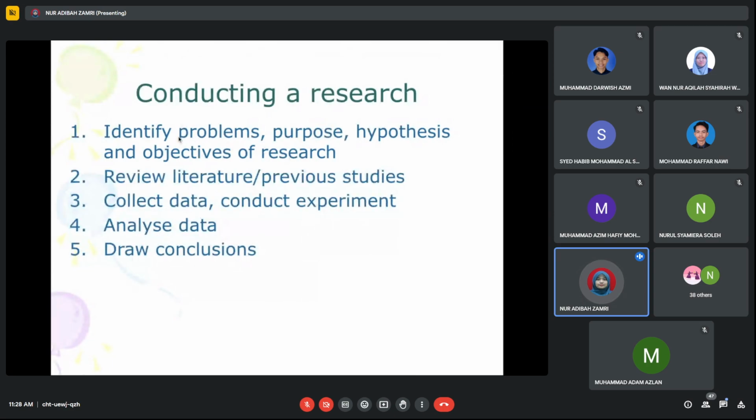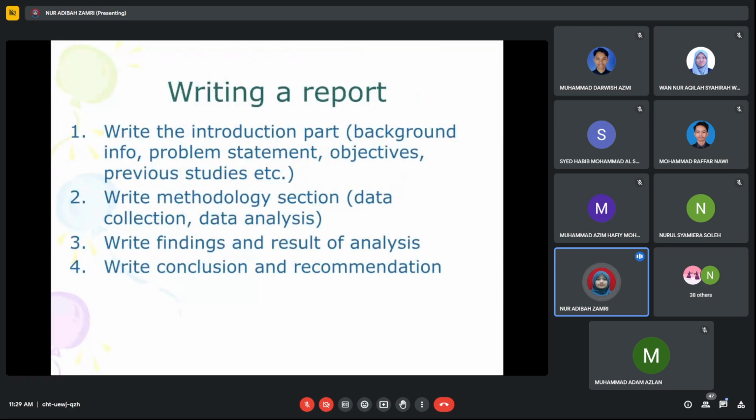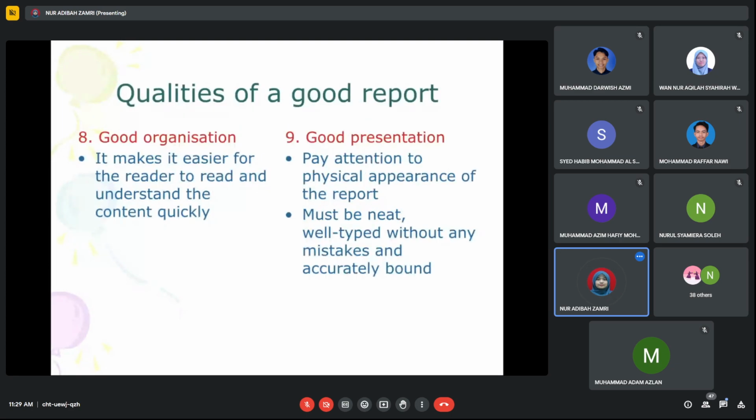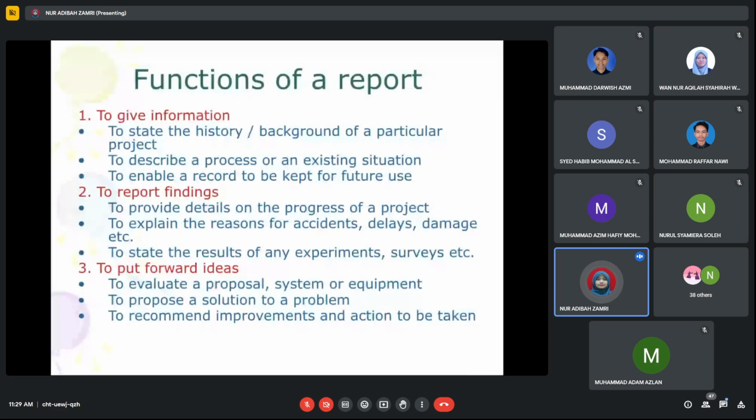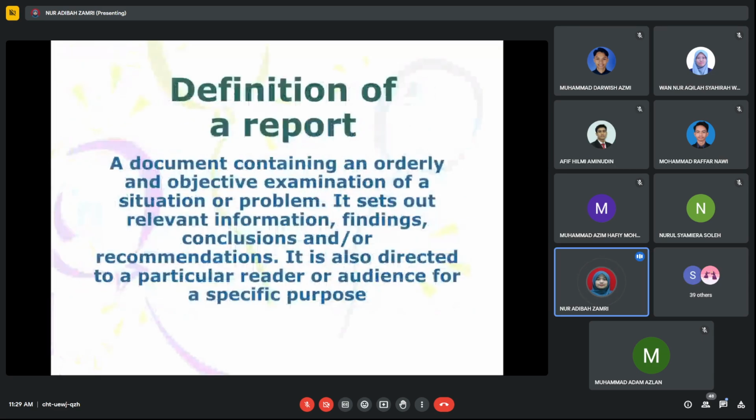So in conducting research, you have to identify problems, purpose, hypothesis, and objective. This one we will discuss later. And then writing a report, you write the introduction part. You need to have all these things: methodology, findings and results, as well as conclusion and recommendation. Okay, so far we are done with this. Any question? This is just a bit about what this report is all about, the definition of report. Shall we move on to the next slide?